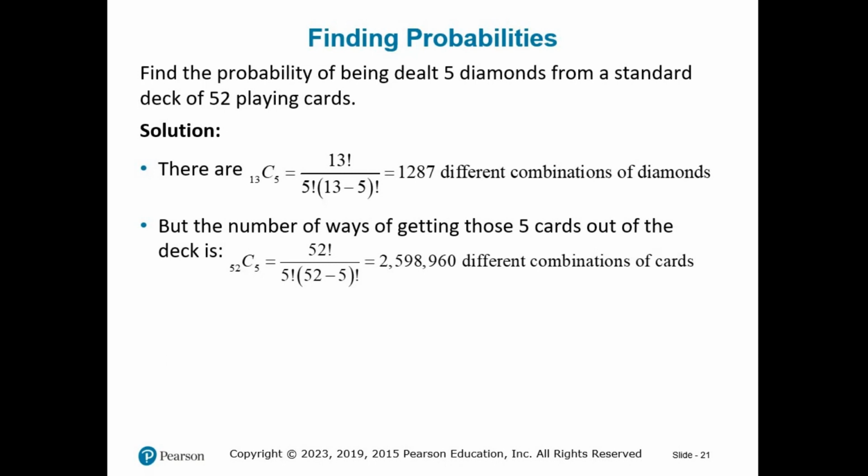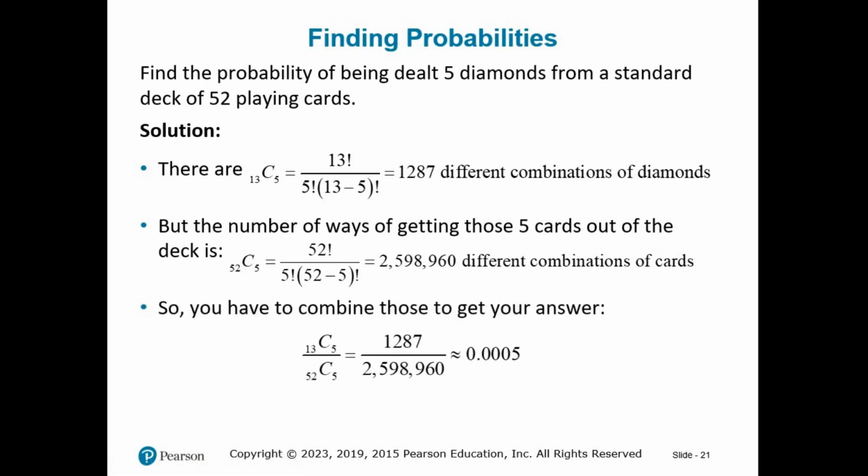Now, in order to get our answer for the probability, we have to combine these. So we take the combination from the first part of diamonds, that's which diamonds we would get, over the likelihood of getting diamonds from the total deck. So 1,287 divided by 2,598,960 gives us about 0.0005 probability. Okay, that last one was a little bit of a doozy, but that just gives you an idea of how these can be combined to probability questions.